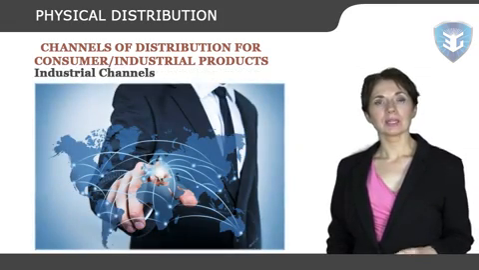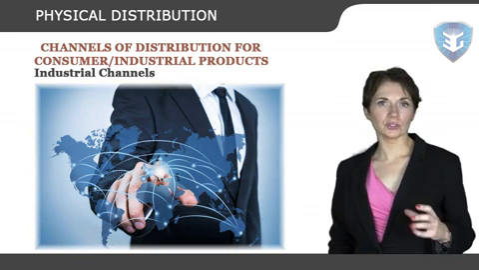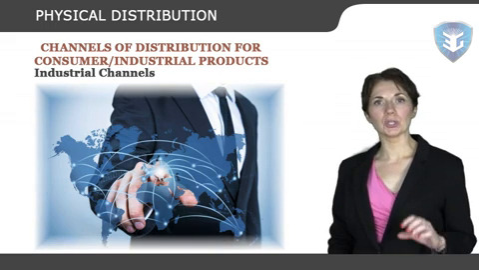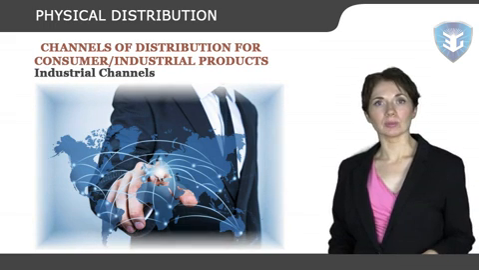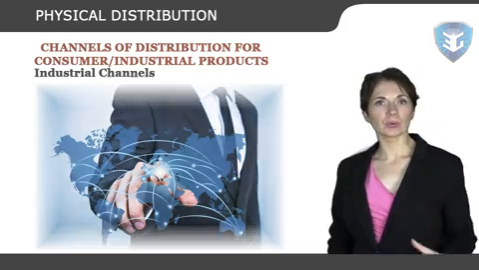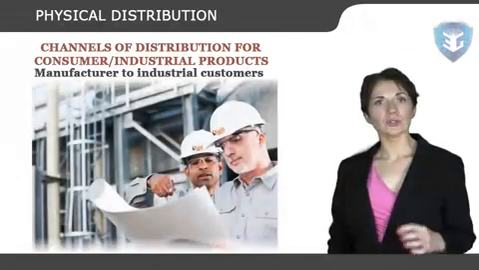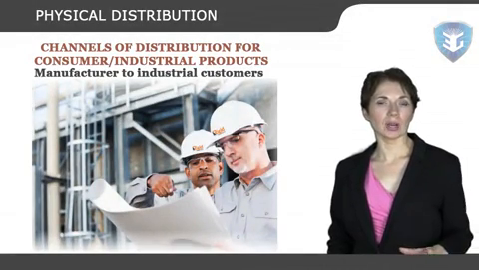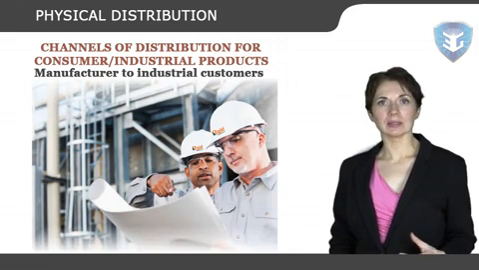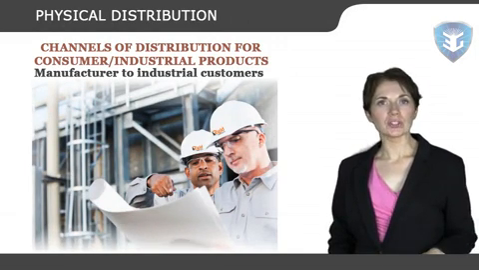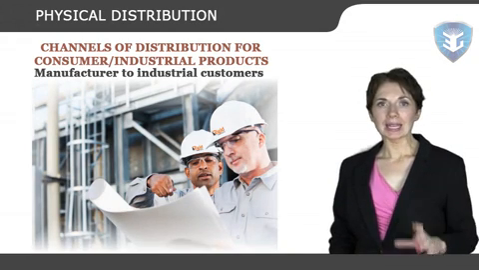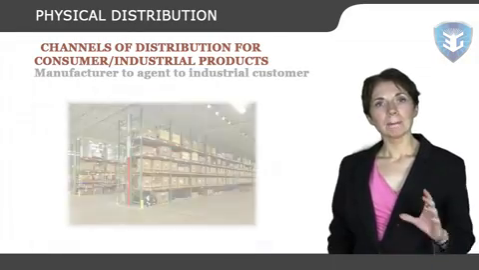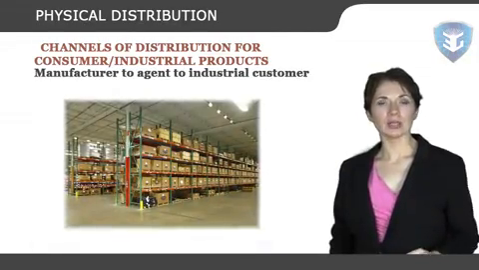Industrial channels. Industrial channels are usually shorter than consumer channels. Direct selling is prevalent due to a closer relationship between the manufacturer and the customer, as well as due to the nature of the products sold. Manufacturer to industrial customers. This is a common channel for expensive industrial products like heavy equipment and machines. There needs to be a close relationship between the manufacturer and the customer because the product affects the operations of the buyer.